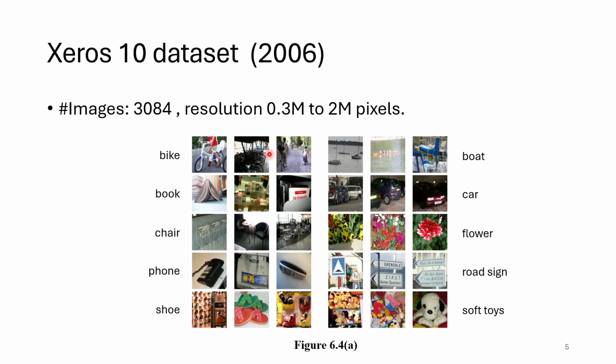We can see some examples here. There are only 10 classes, and in every class, those example images contain the object. So this is bike, book, chair, and phones. And in the following slide, we will see a method addressing the problem: how to classify images at different resolutions.